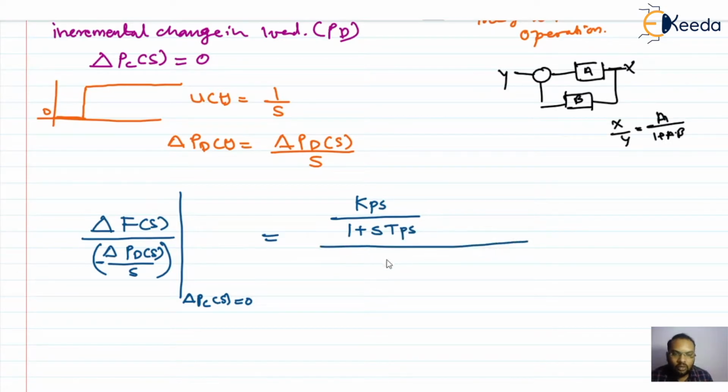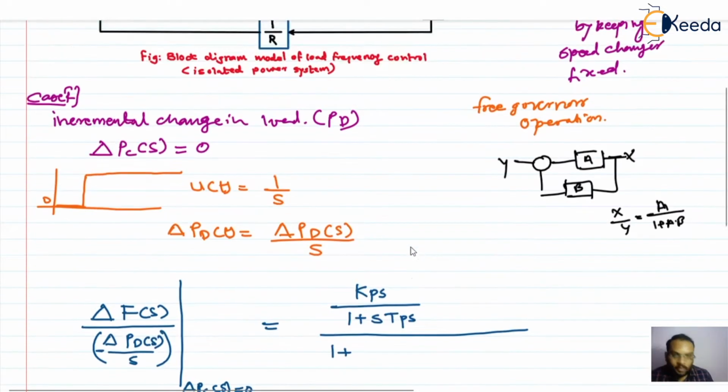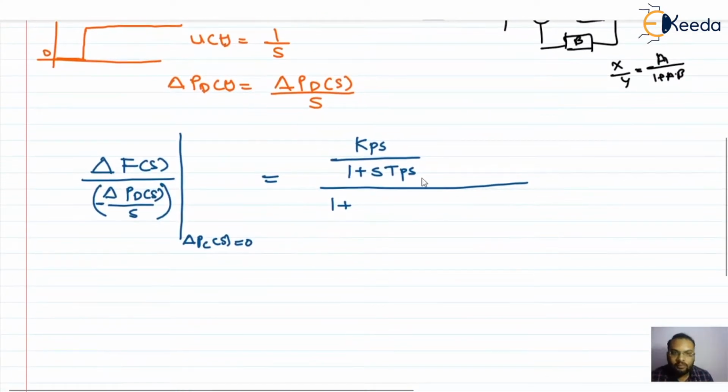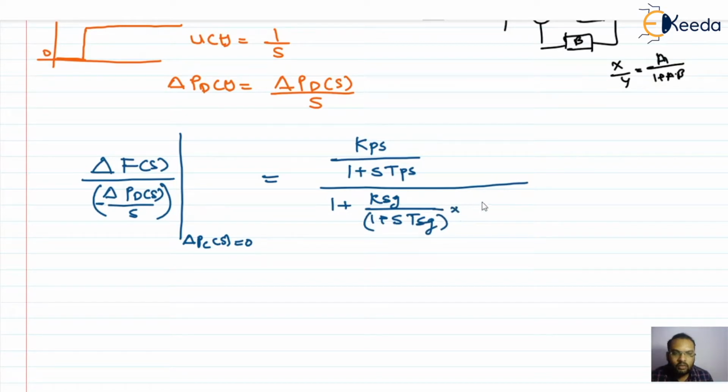Whole thing divided by 1 plus, we have to take the gain of all the blocks in multiplication now, because all these blocks are connected in series: 1 by R, this block into this block. I'll keep that 1 by R later. First I'll write Ksg, speed governor, 1 plus sTsg, into Kt, turbine gain, 1 plus sTt, turbine time constant, into 1 upon R. So we get this.